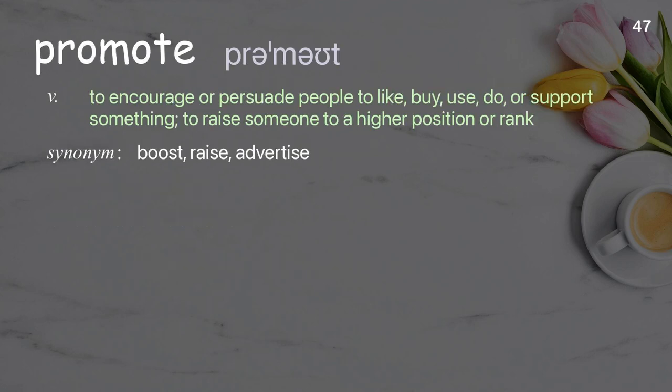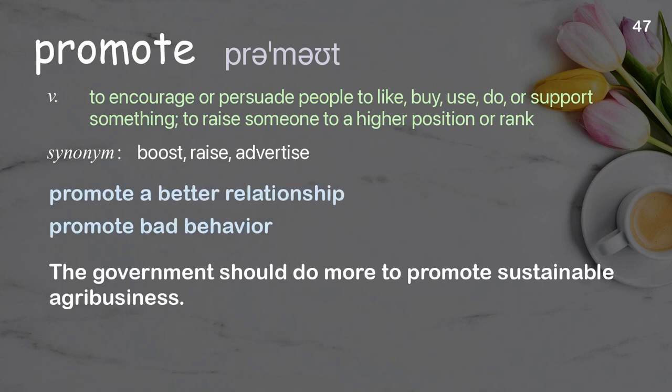Promote. To encourage or persuade people to like, buy, use, do, or support something, to raise someone to a higher position or rank. Examples: promote a better relationship. Promote bad behavior. The government should do more to promote sustainable agribusiness.